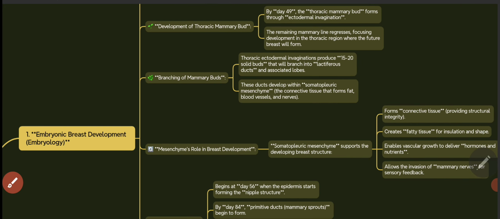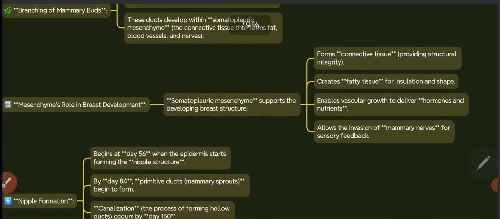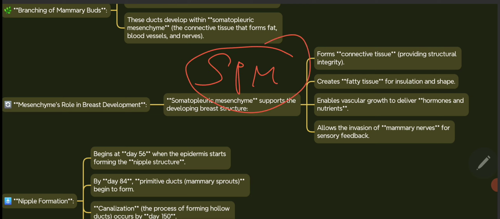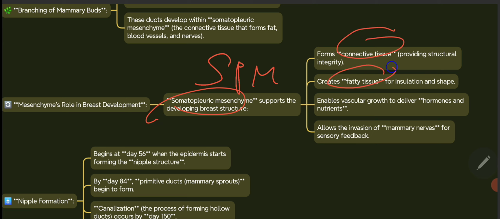Right, the next part of it is the mesenchyme's role in breast development. What will the mesenchyme do? The somatopleuric mesenchyme supports the development of the breast structure. What do they form? They form the connective tissue, they create the fatty tissue, they enable the vascular growth to deliver hormones, and allow invasion of the mammary nerves. Again, somatopleuric mesenchyme forms connective tissue, fatty tissue, vascular tissue, and helps the invasion of mammary nerves.